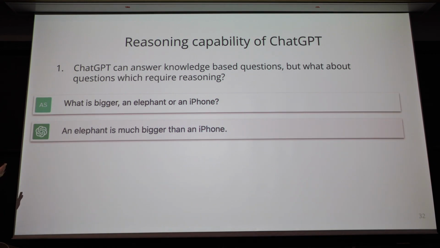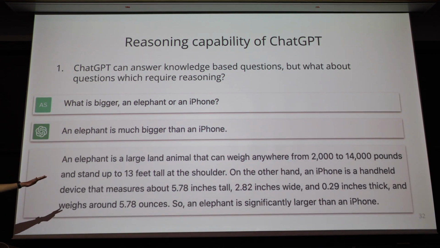So now, not only does it say an elephant is much bigger than an iPhone, it continues to reason why that is the case. It's being very generous with the explanation, but it says, okay, an elephant is a large land animal, it's 13 feet tall, and your iPhone is these many inches, so it's significantly larger. And I think the word significantly here is also of importance, because it also realizes that 13 feet is significantly larger than a few inches. It's able to reason and understand this.